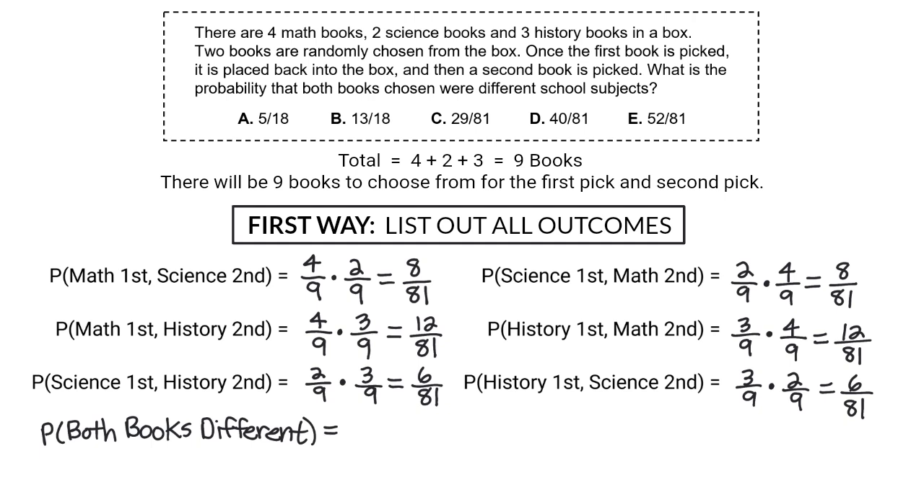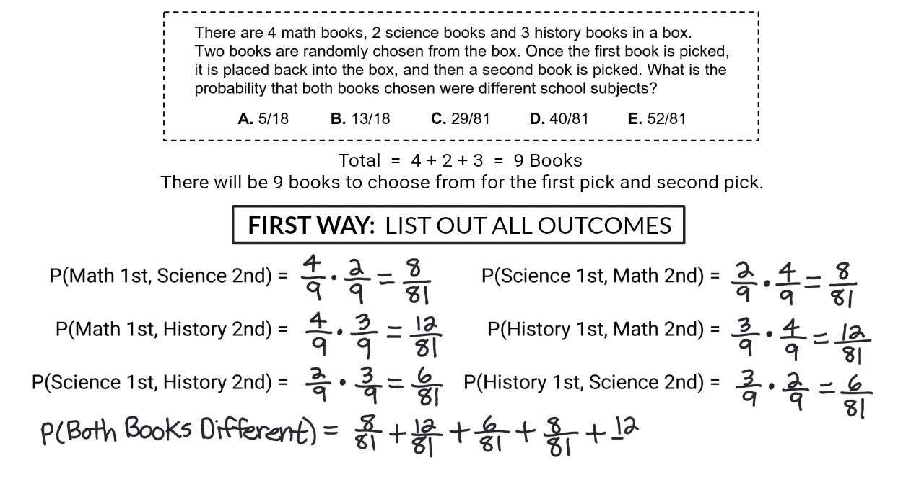And that's going to equal 8/81 plus 12/81 plus 6/81 plus 8/81. So I'm just taking all the answers we got and combining them all together.